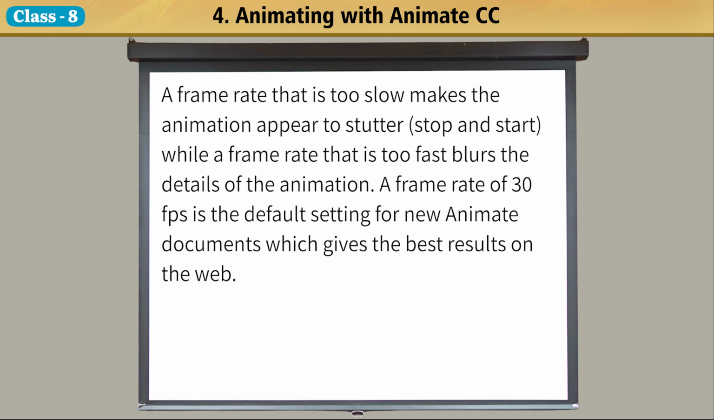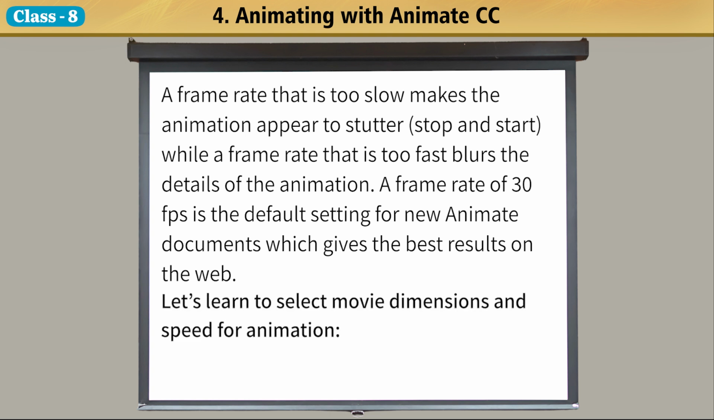A frame rate that is too slow makes the animation appear to stutter, stop and start, while a frame rate that is too fast blurs the details of the animation. A frame rate of 30 frames per second is the default setting for new Animate documents, which gives the best results on the web. Let's learn to select movie dimensions and speed for animation.